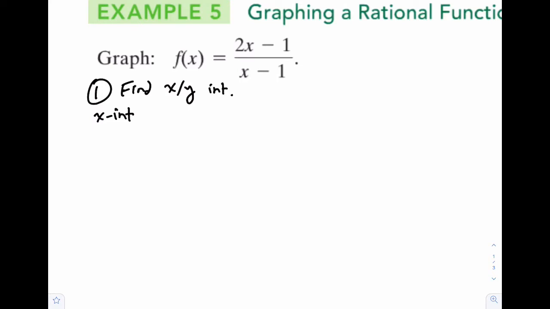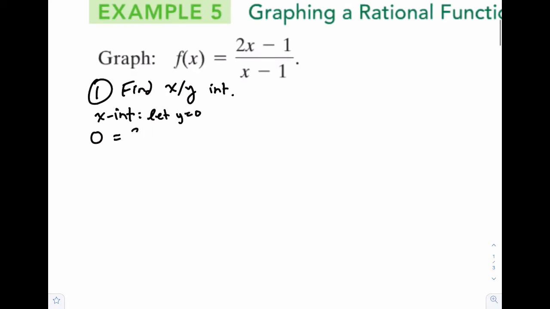So recall, to do this, you're going to let y equal 0. So 0 should equal your function, 2x minus 1 over x minus 1. We can solve this by multiplying by x minus 1. So notice how the bottom really doesn't matter. So 2x minus 1 equals 0. So there's our first intercept. The x-intercept must be a half.